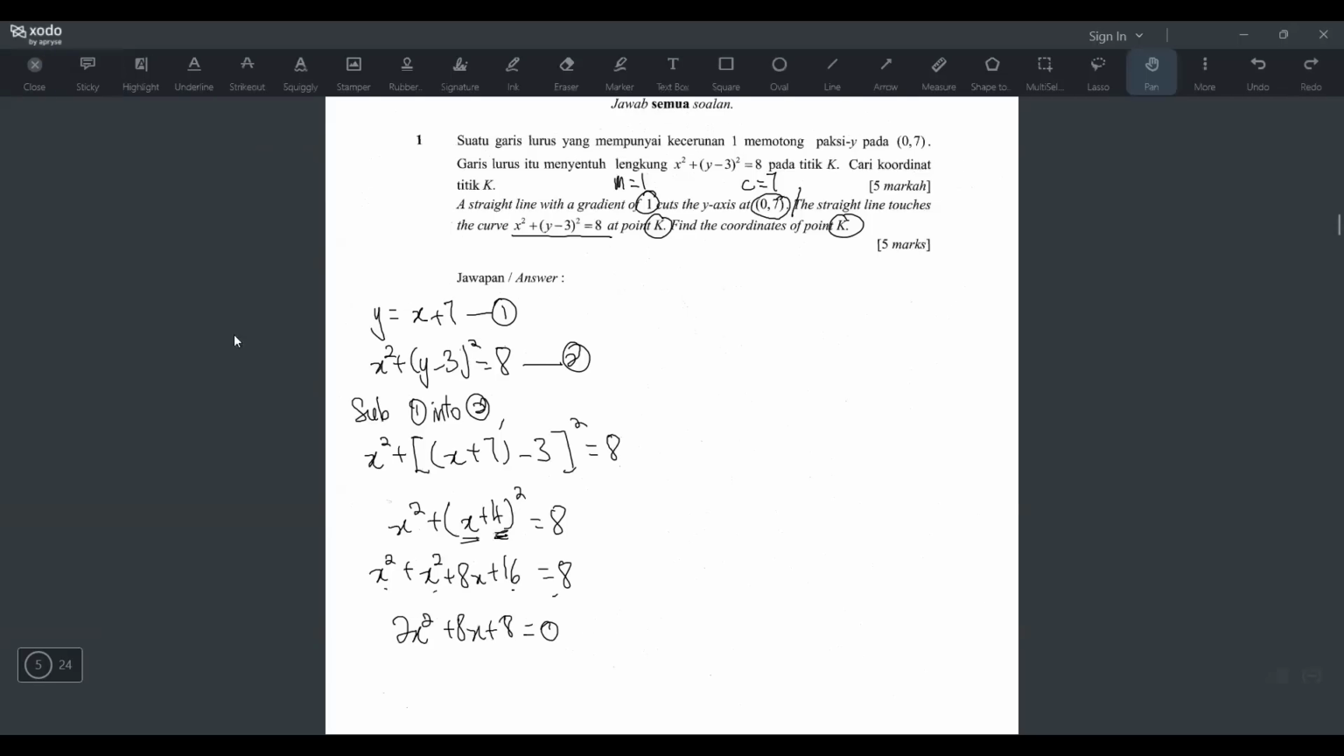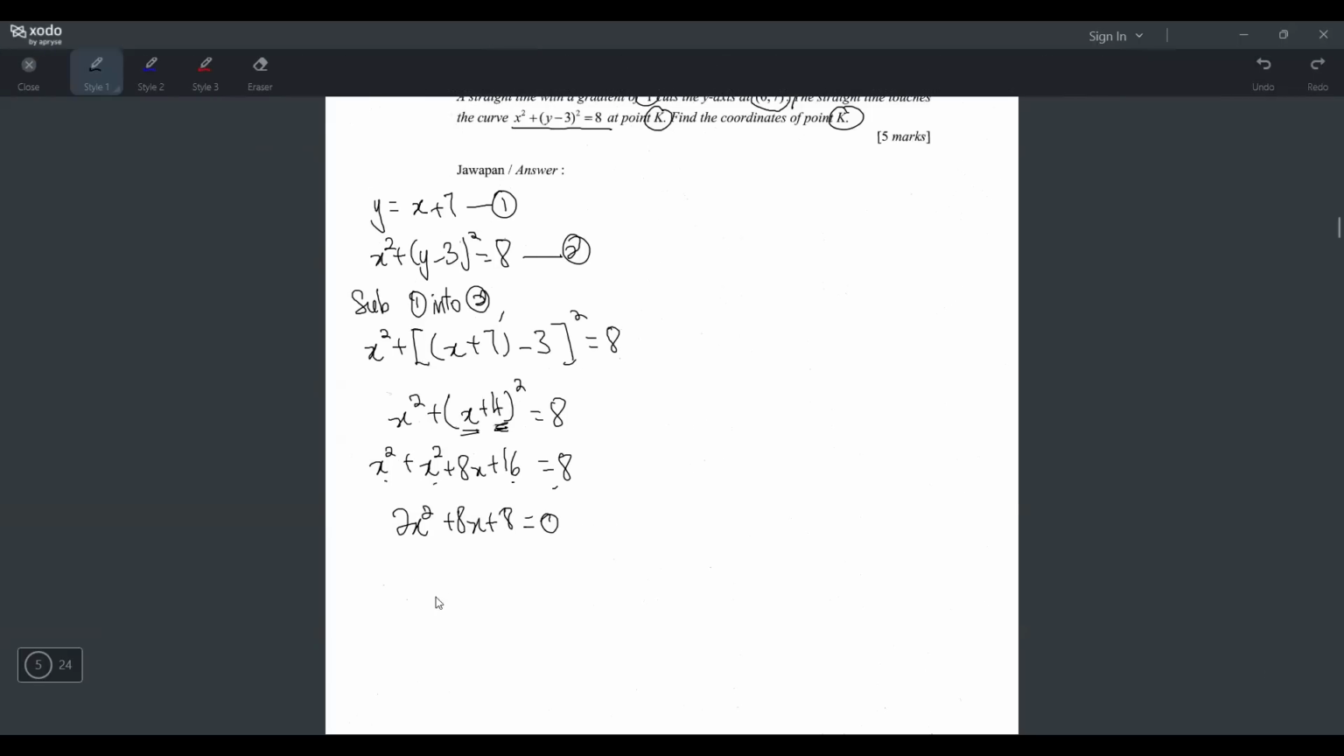And now you can use your calculator to get the x answer. But before that, if possible, let's simplify. So 2, 8, and 8, all these numbers can divide by 2. So divide by 2: x squared plus 4x plus 4 equals 0. And then now you can press the calculator and you will get an answer.